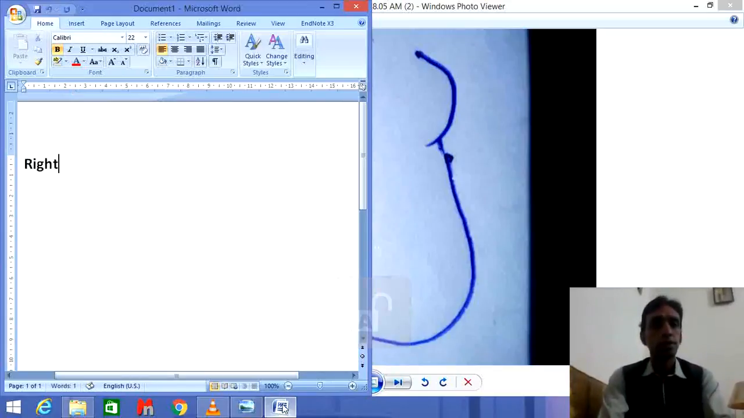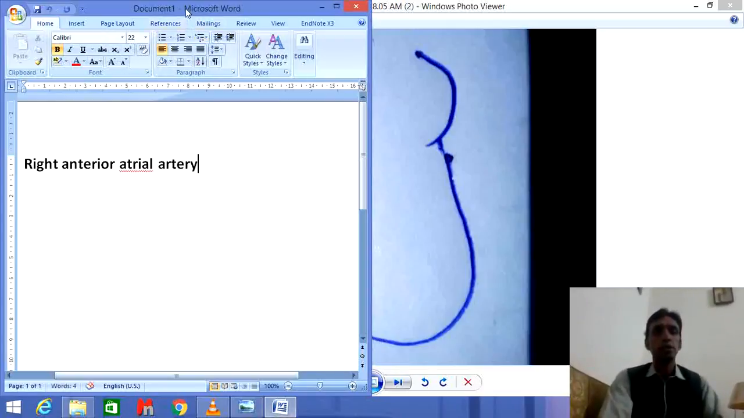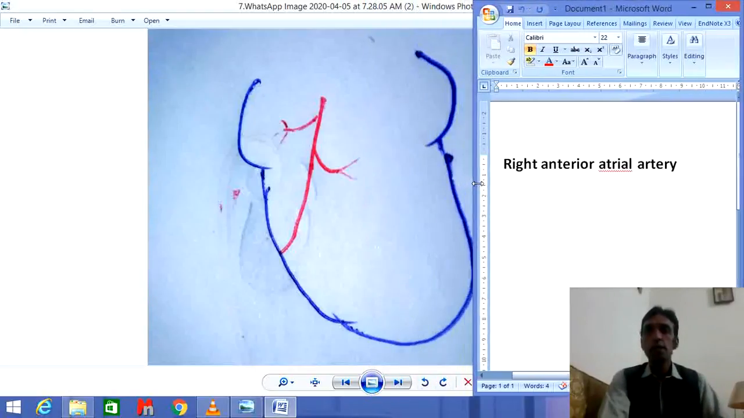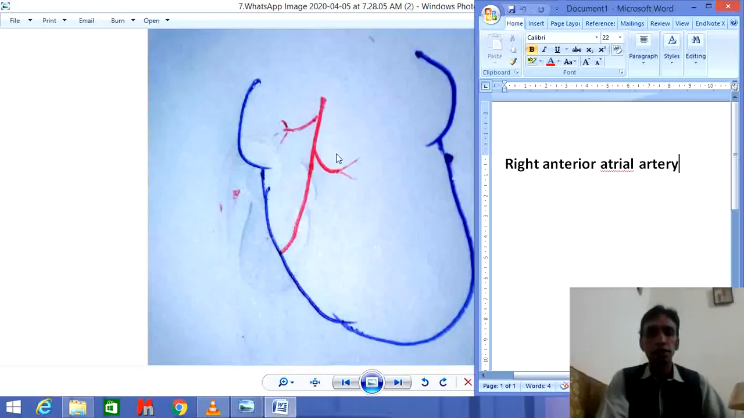Right anterior atrial artery. This is the first branch of the right coronary artery. This provides blood to the right atrium, to the anterior side of the right atrium. That is why this is called right anterior atrial artery.